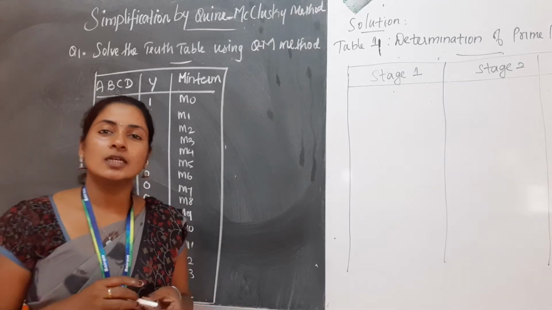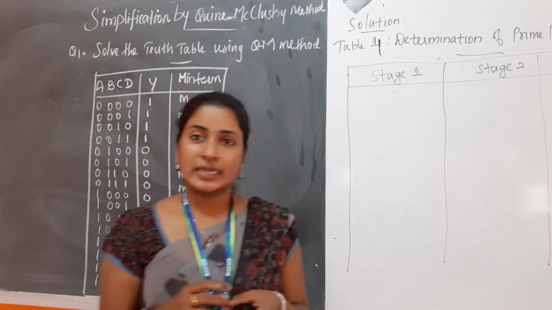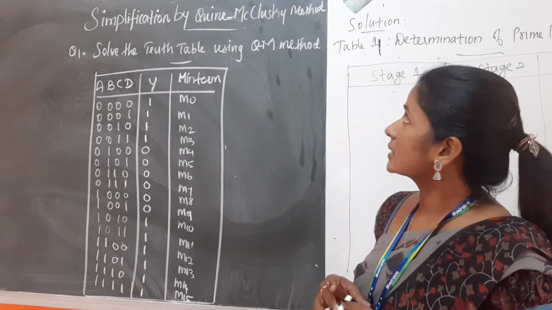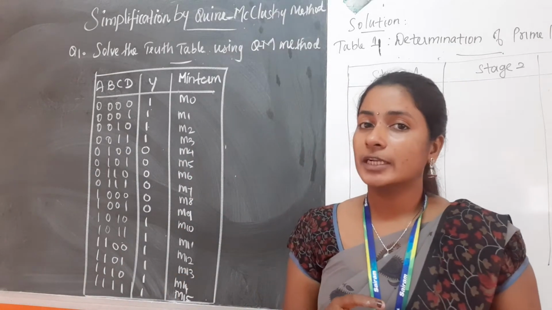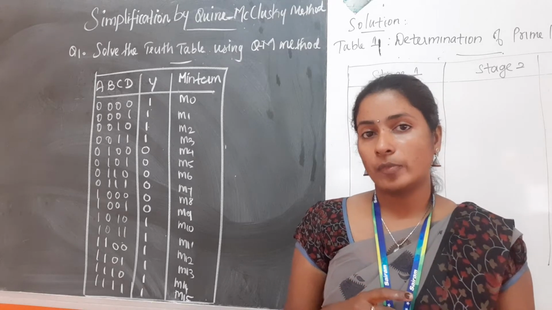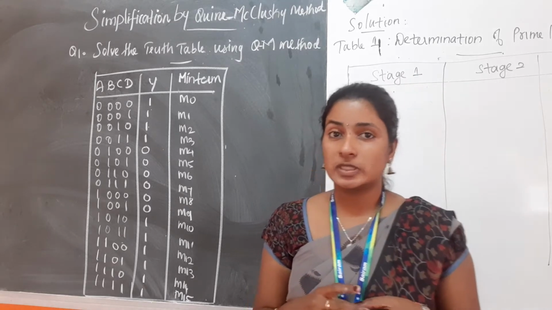Good morning, students. Today we are going to see the next simplification method, that is Quine-McCluskey method. It's also called QM method. You have studied Karnaugh map, and by using Karnaugh map, how to solve the Boolean expression that you have studied.